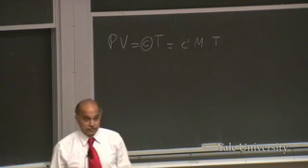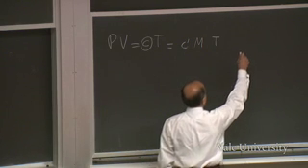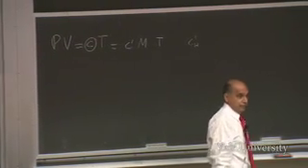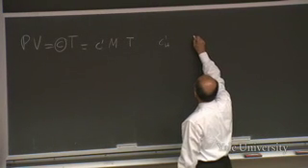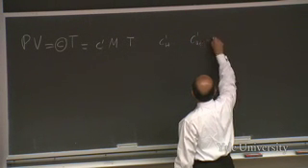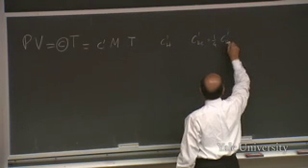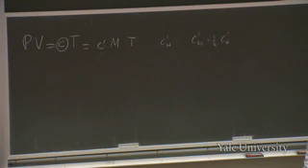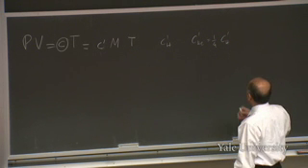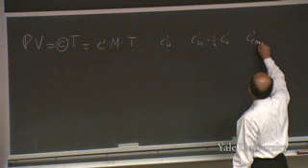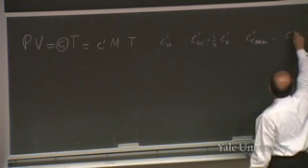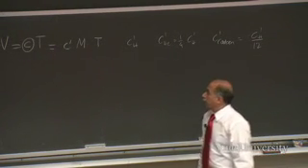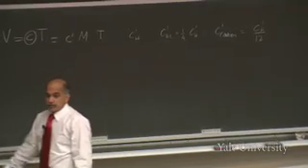If you consider hydrogen gas, let's call that C prime for hydrogen. Somebody else puts in helium gas. Then you find that C prime for helium is 1/4 C prime for hydrogen. If you do carbon, it's another number. C prime for carbon is C prime for hydrogen divided by 12. So each gas has a different constant.